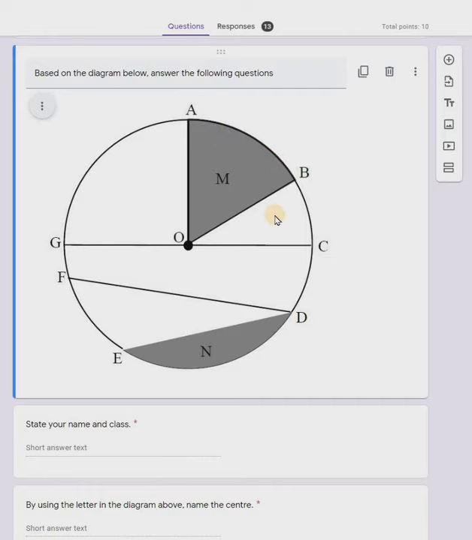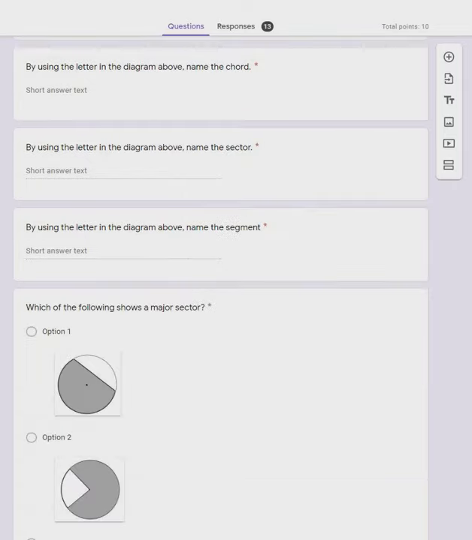Another option given is M and N. M and N refers to a region, so not your answer. Also D, F, and DE are the other options. DE and DF are straight lines, so not your answer. So the answer should be the curved line AB. Remember, circumference and arc refer to curved lines.